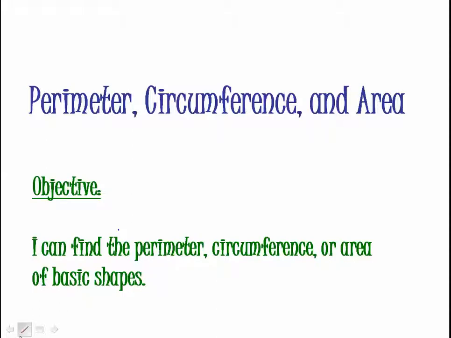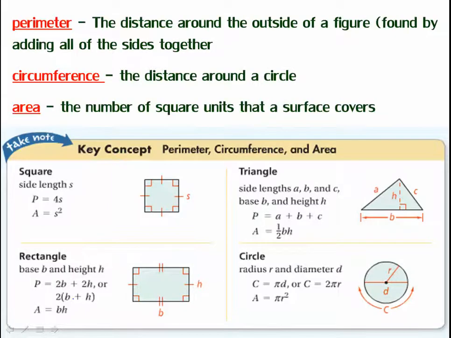Hi everyone. In today's lesson we're going to look at finding the perimeter, circumference, or area of some basic shapes. Remember, perimeter is the distance around the outside of a figure, and it's found by adding all of the sides together. The circumference is the distance around a circle, so it's very similar to perimeter.